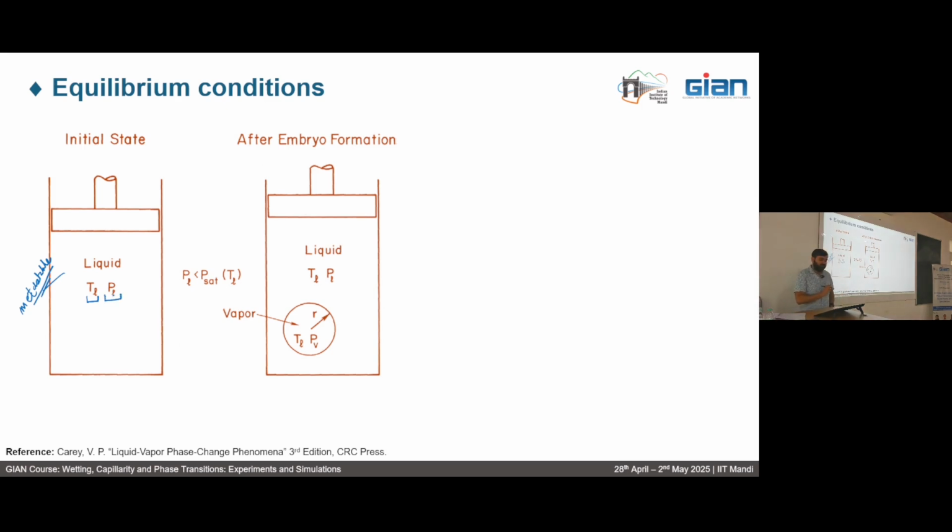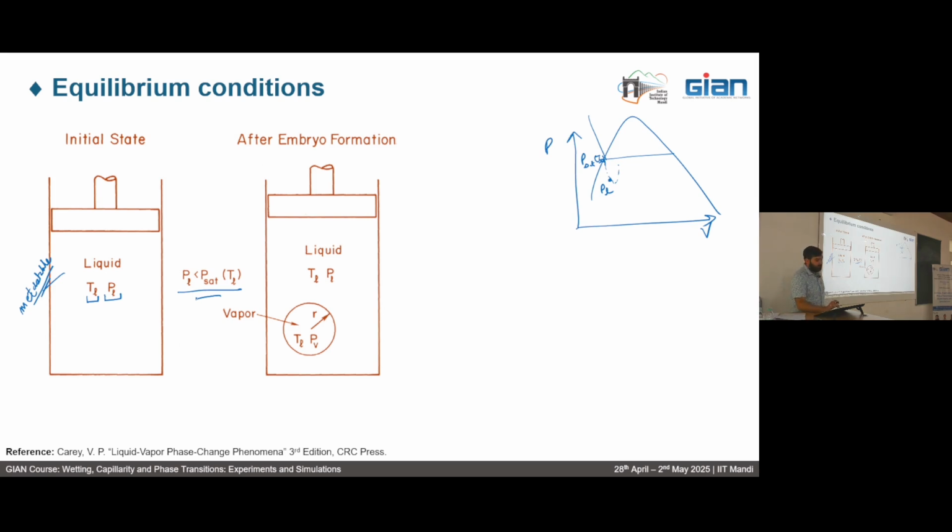Now since we have mentioned that this liquid is at a metastable state, if we go by our PV diagram, we know that this pressure of the liquid, PL, would be less than the saturation pressure at temperature TL, right? So that is the condition we have. And let's suppose that then the embryo formation takes place.